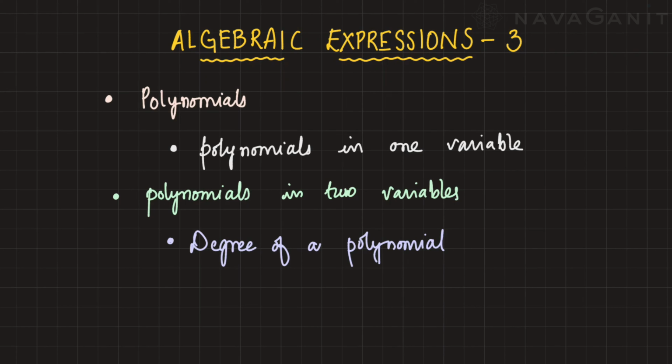Now we'll look at polynomials. What are polynomials? Polynomials in one variable, then we'll say polynomials in two variables, and then finally we'll understand what we mean by the degree of a polynomial.